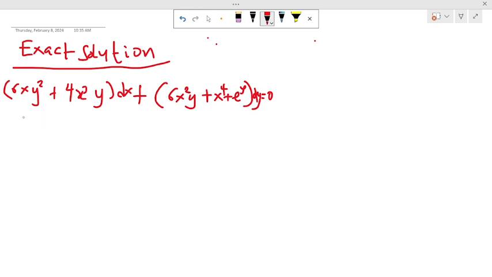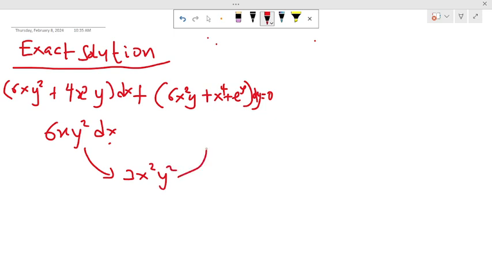Now, suppose you are given an equation like this to solve. What you do with the shortcut is write 6xy squared dx first. Then we integrate this function with respect to x, because we have the x here, so we want to find the original one. Then we get 3x squared y squared.